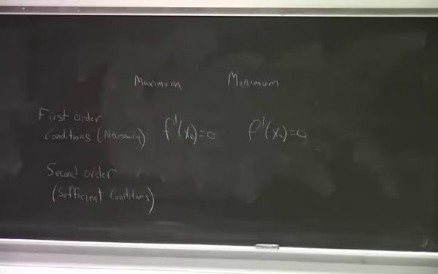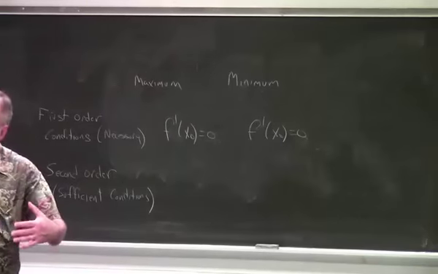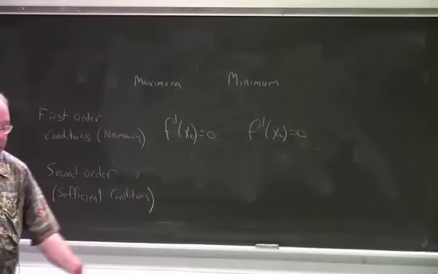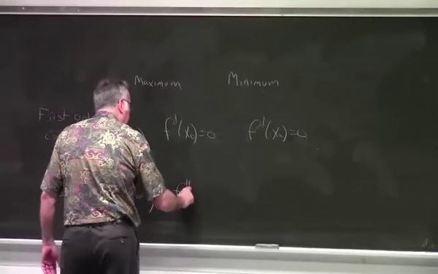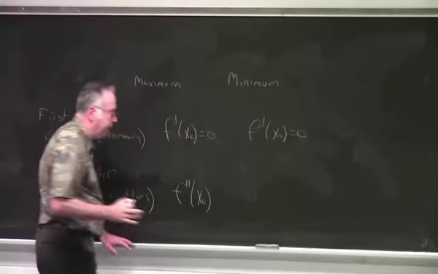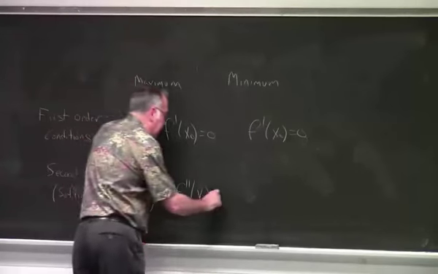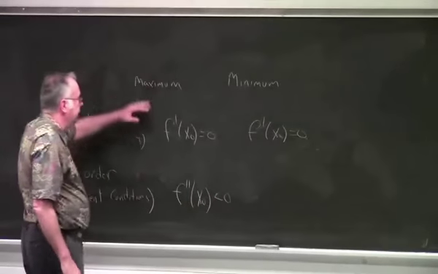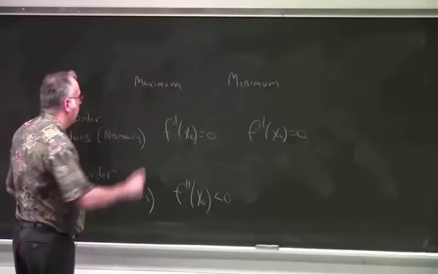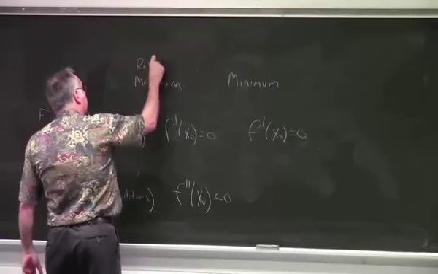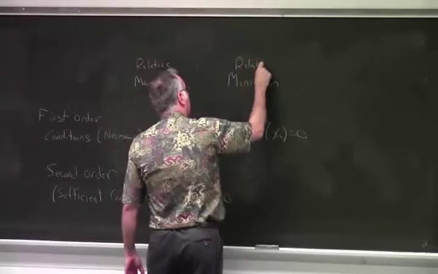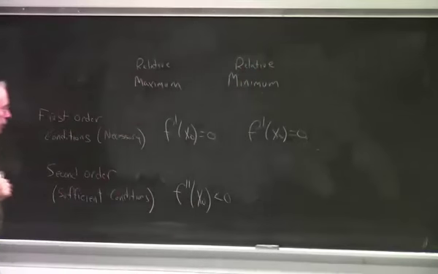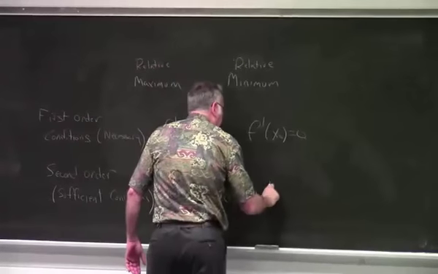Now, these sufficient conditions guarantee that you have either a maximum or a minimum if they're satisfied. Okay. For example, if the value of the second derivative at the critical value of x is negative, that guarantees that you have a relative maximum. And let me illustrate this as just a relative maximum. And this is just a relative minimum. The second order sufficient condition for a minimum is that the second derivative be positive at the critical value of x.